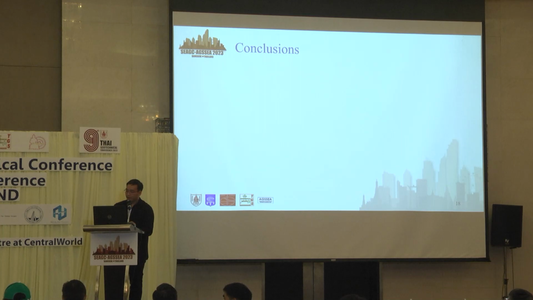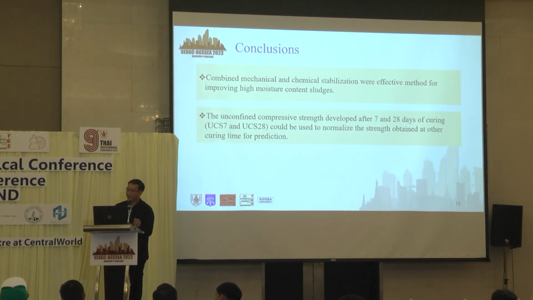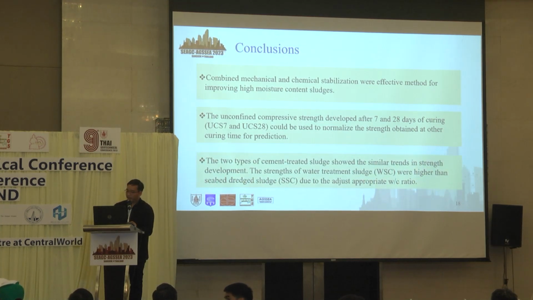For conclusions, the combination technique between mechanical and chemical methods was effective for improving high moisture content sludge. The unconfined compressive strength at 7 days and 28 days of curing time can be used to normalize and predict the strength obtained at the other curing times. The two types of improved sludge show similarities in strength development.